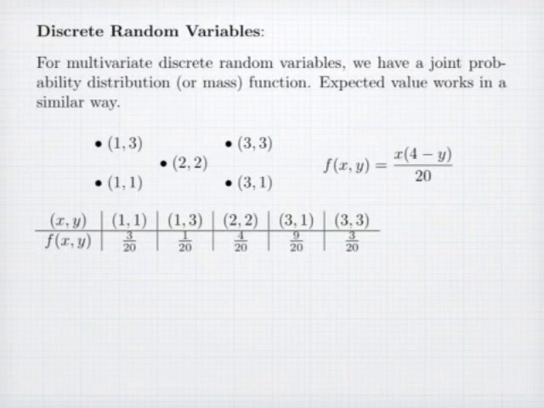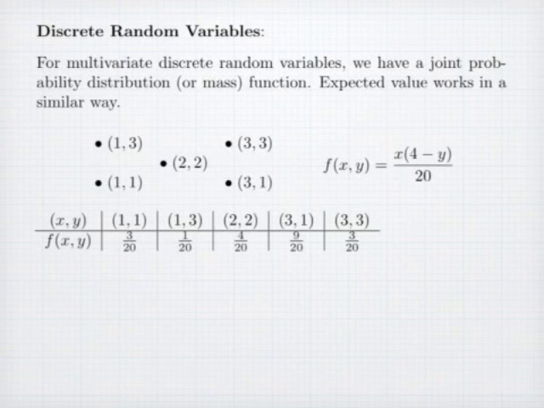For multivariate random variables, it works in a similar way, except now we have a joint distribution function. So if I have a pair x, y, then the probability of that point, you take the x value times 4 minus y, you multiply those and divide by 20, and this will be the probability of an individual point. So for example, the point 1, 3, x is 1, y is 3, so it's 1 times 1 over 20. And so the probability of that point is 1 out of 20. So expected value is going to work in a similar way. If I have any function of x, y, then I can calculate an expected value.